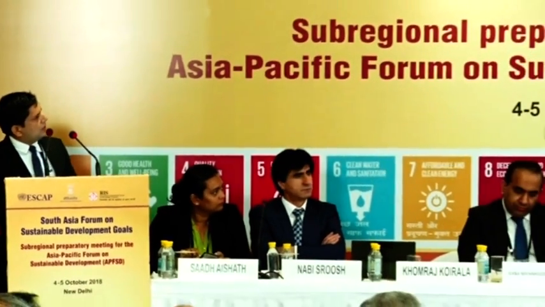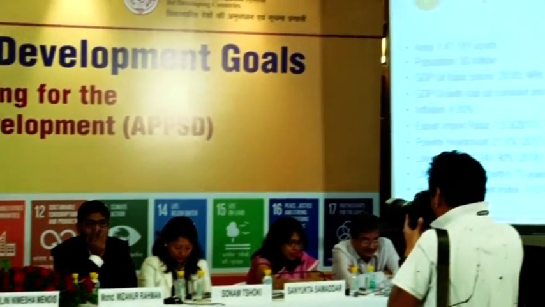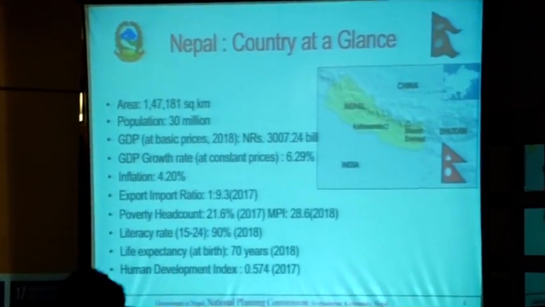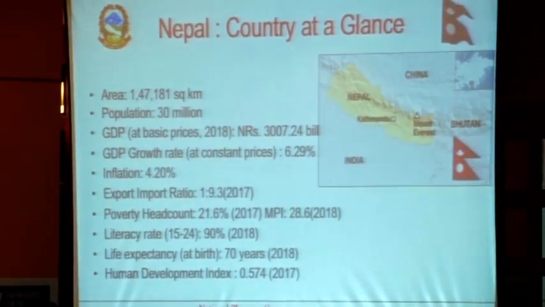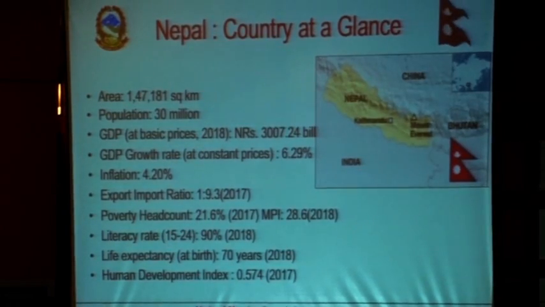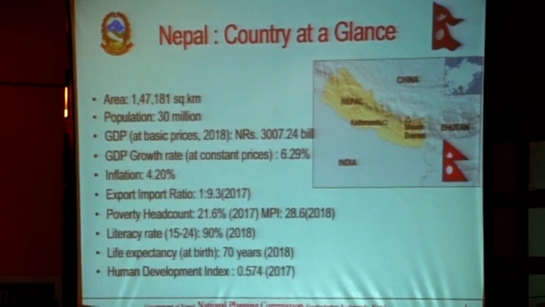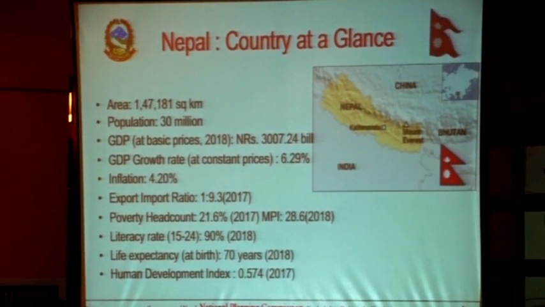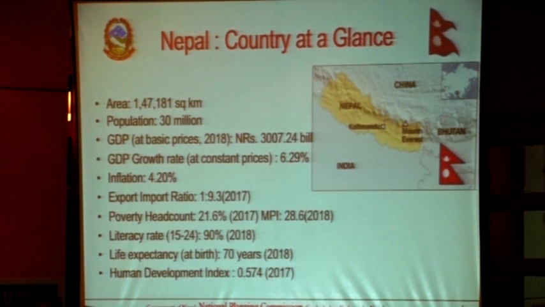This is just the outline. I skip this. You may know about our country situation. It's a small economy between two giant economies of Asia. Of the macroeconomic indicators, most are not quite good, but I highlight the export-import ratio. Our trade deficit is widening, and this is last year's data; now it is also widening. This is one of the very hindering and challenging indicators for us. Poverty headcount is still declining to 21.6, MPI is 28.6, and literacy rate and life expectancy are growing better, and the Human Development Index is also getting better.